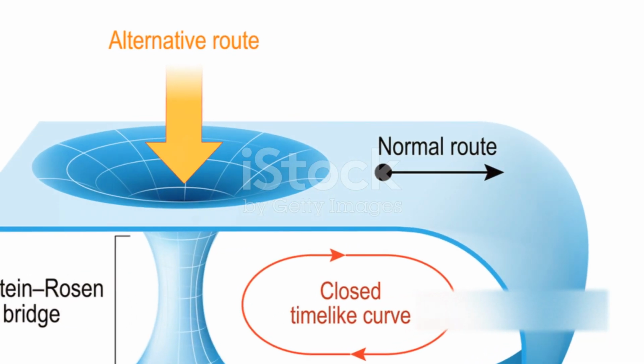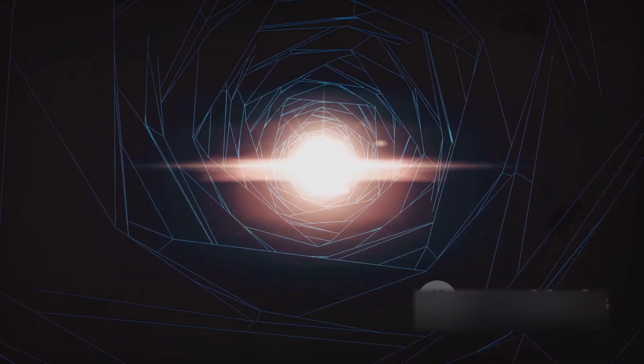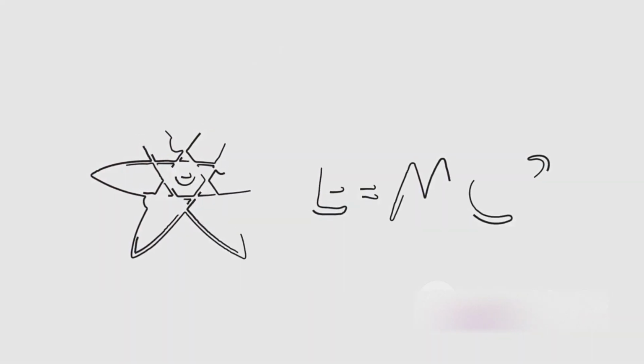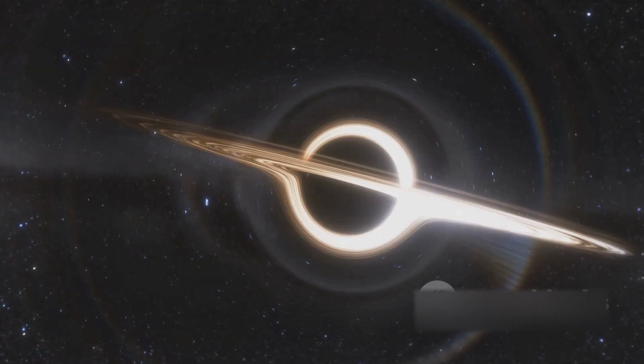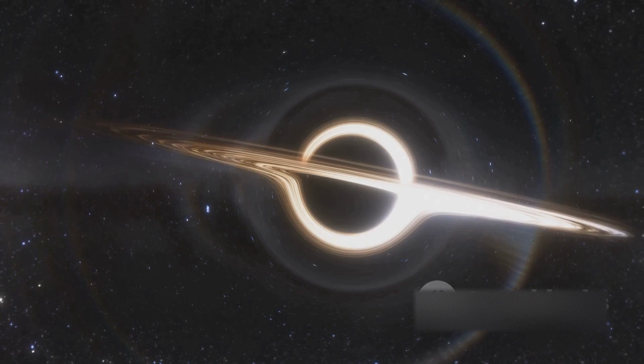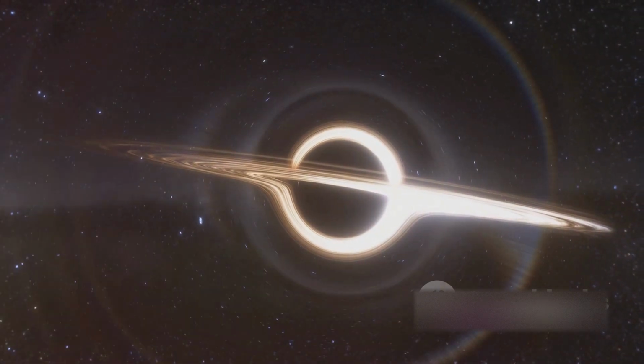This concept isn't just a figment of a science fiction writer's imagination. It was first proposed as a solution to Einstein's field equations in general relativity. Albert Einstein and his colleague Nathan Rosen, in the year 1935, put forth the idea of Einstein-Rosen bridges. This was the scientific community's first introduction to the concept of wormholes.